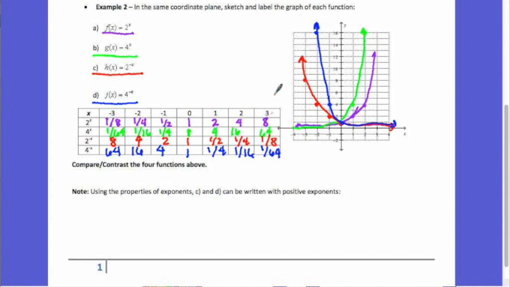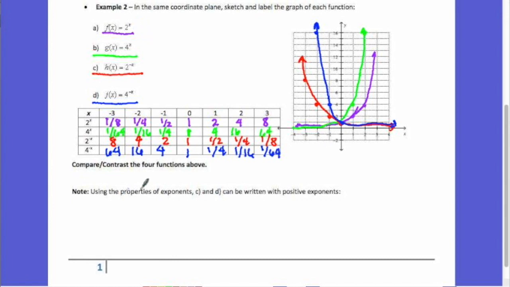Okay, compare and contrast the 4 functions above. We've kind of just done that a little bit. Notice that when that exponent was negative, it's reflected it over the y-axis. They all had the same y-intercept because anything to the 0 power is 1. So the way we would have to move it up and down is by adding that k to the back side of it, just like we did with our other functions.